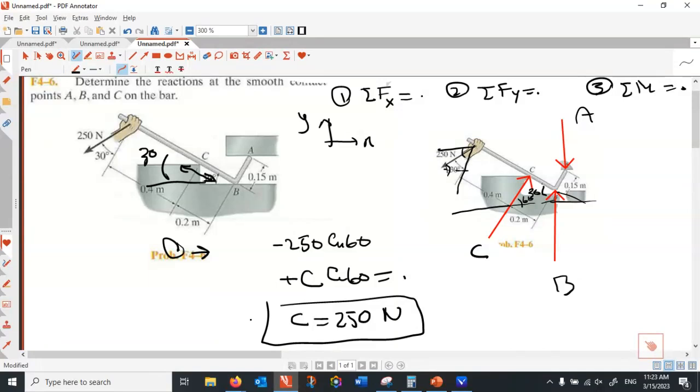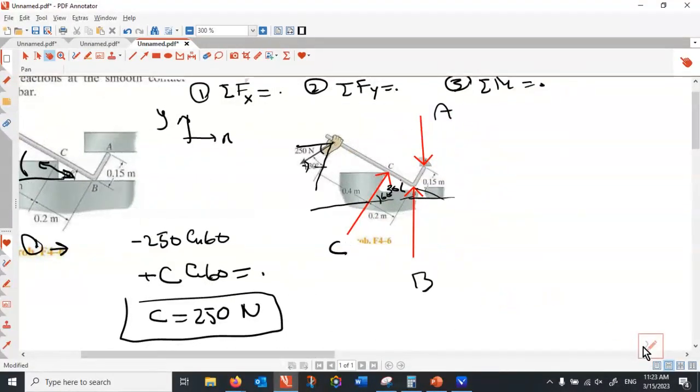Now, to find out A, I can use either of the equations. Either I can take the rotation with respect to B equal to 0, or I can take the sum of the vertical forces equal to 0. The sum of the vertical forces equal to 0, that is, 250 projected vertically is minus 250, that's condition number 2.